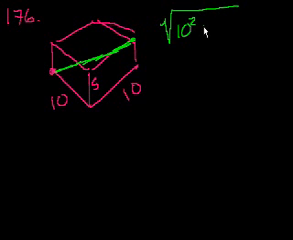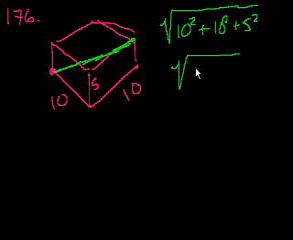So 10 squared plus 10 squared plus 5 squared. If we had a 4th dimension, which is hard to visualize, we would add that distance squared and take the square root of everything. So this is equal to the square root of what? 100, 225, 225, which is equal to 15. And that's choice A. But let me give you the logic.